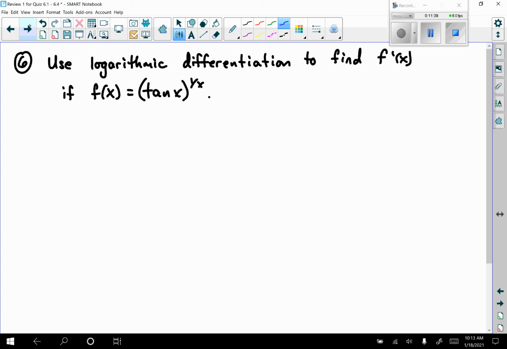All right, so number 6, use logarithmic differentiation to find our derivative if f of x is equal to tangent x to the 1 over x. Pause the video if you need more time. If not, I'm going to go ahead and start this. So what I first want to do is just rewrite this as y is equal to tangent x to the 1 over x.